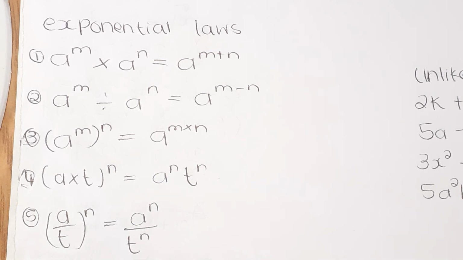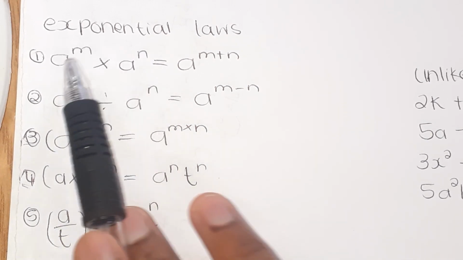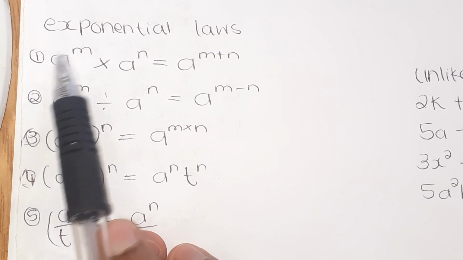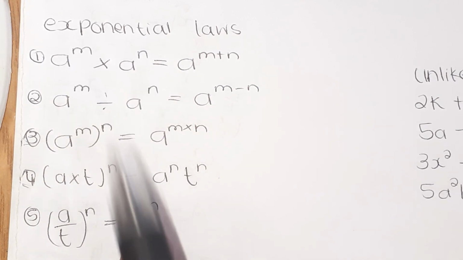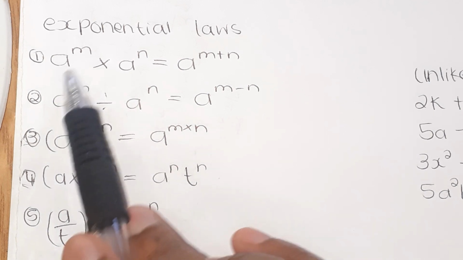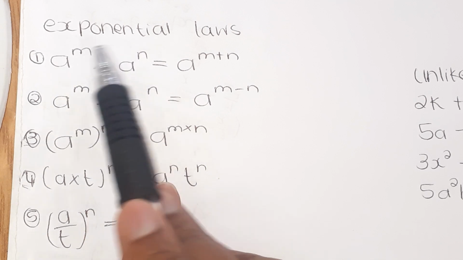The first exponential law says when the bases are the same, you add the exponents, right? So a to the power of m times a to the power of n. The bases are the same, so you just choose one base out of the two. You do away with the other one, stick to one, and add what is on top.